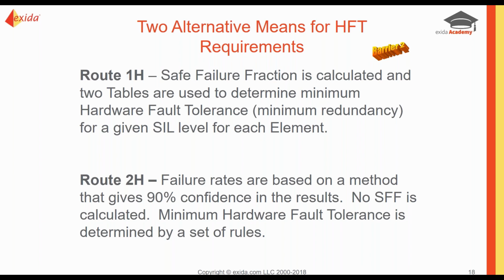The second method is route 2H, and like I said, that's a little newer than your safe failure fraction, and that is based on your data quality, how confident you are in your data. And this isn't just, oh yeah, we only got a few back, I'm sure it's fine. No, this is much more in depth than that, and we'll take a look in detail at what it takes to qualify. But 2H takes away the safe failure fraction calculation, but it still sets minimum hardware fault tolerance or minimum redundancy by following a set of rules.